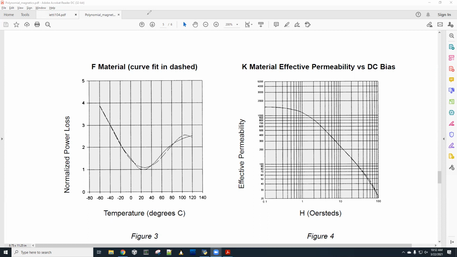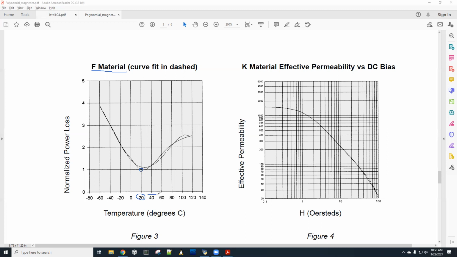This particular graph shows us, for one of the types of materials this company manufactures that they call F material, a solid curve that plots how much power loss that magnetic material experiences as a function of ambient temperature. If we're operating at 20 degrees Celsius, which is roughly what we call room temperature, we expect a normalized power loss of 1, meaning that's our baseline for comparison.